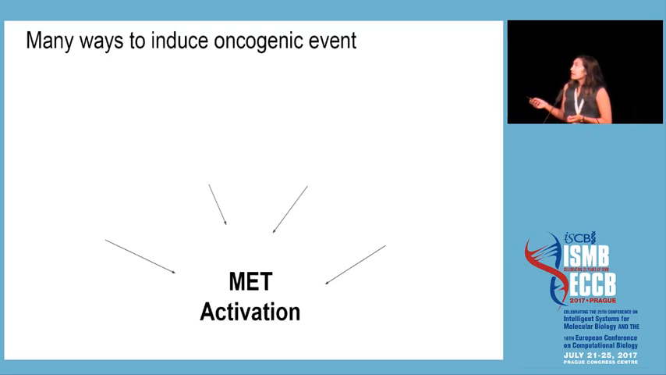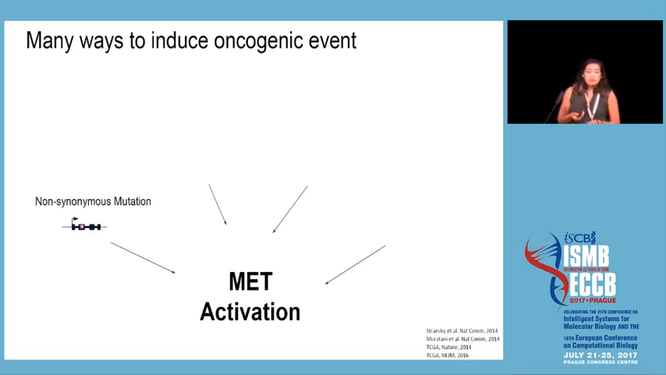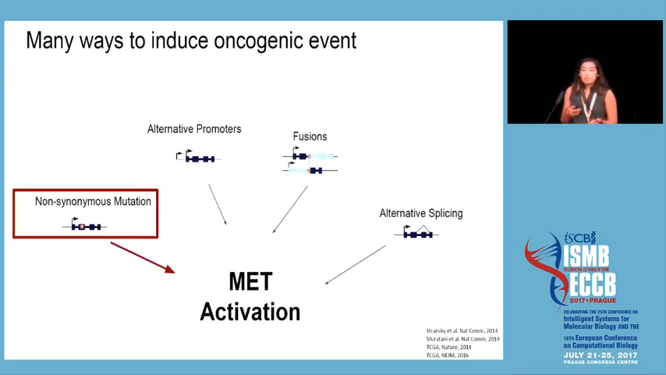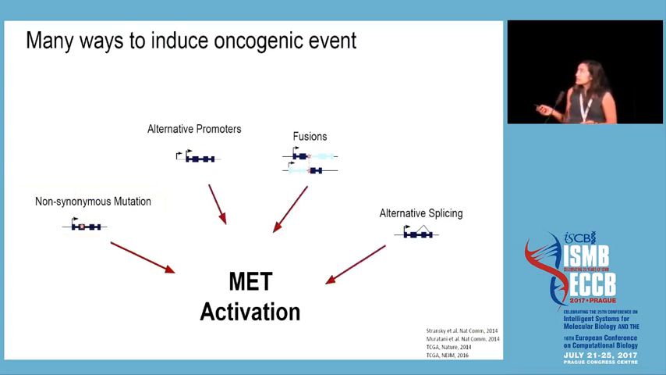In the same way, there's many ways that you can induce an oncogenic event. In this example, for a MET activation, it's known that it can be caused through non-synonymous mutation, through alternative promoter usage, fusions, or alternative splicing. What many pan-cancer analyses have focused on is specifically non-synonymous mutations. What we want to do in this work is to integrate over many different DNA and RNA level aberrations in order to have a deeper understanding of oncogenic events and to possibly identify new oncogenic events.